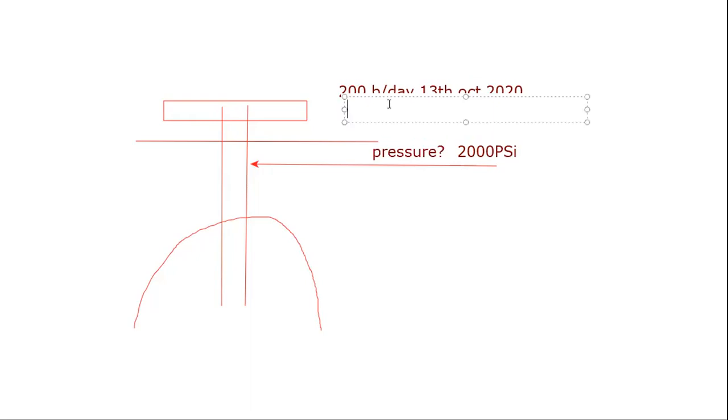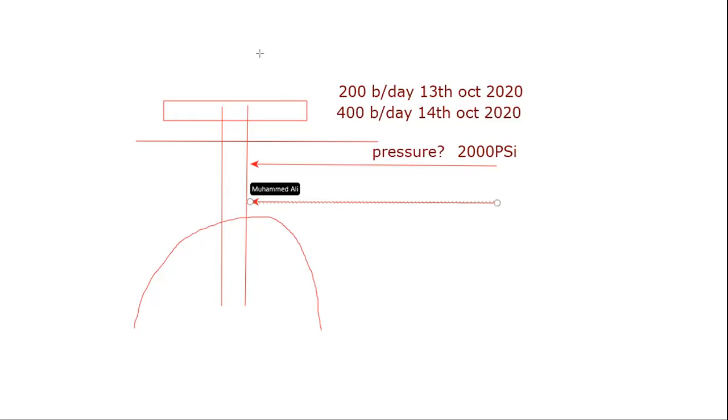We are producing now 400 barrels per day on 14 October 2020. On 13 October we are producing 200 barrels per day. On 14 October we are producing 400 barrels per day. Now my question to you, will the pressure remain the same or different? This is my question to all. Will the pressure remain the same or different? Well, pressure will be different.